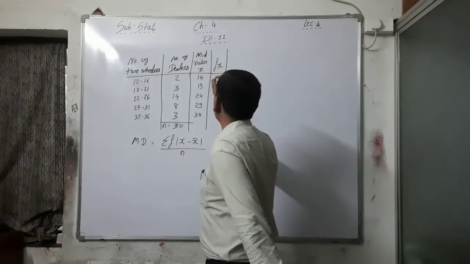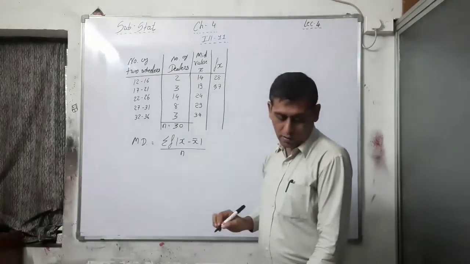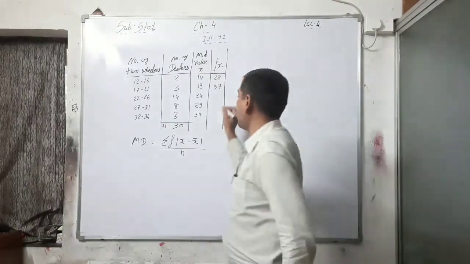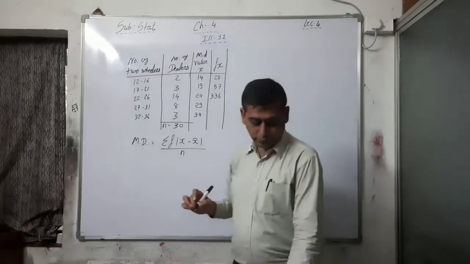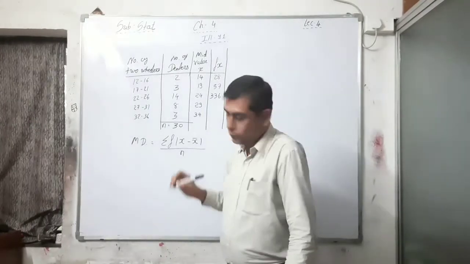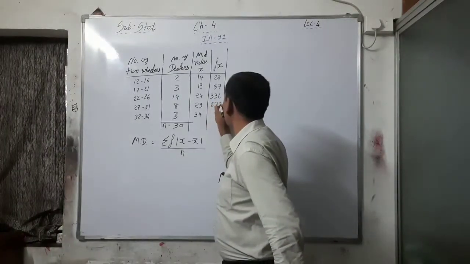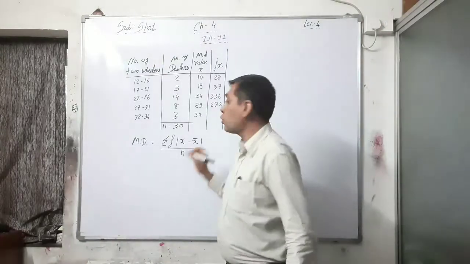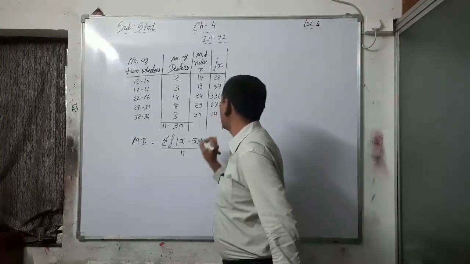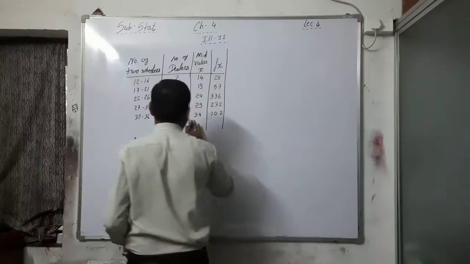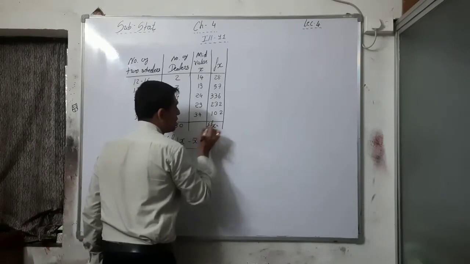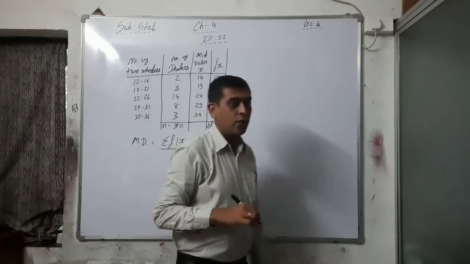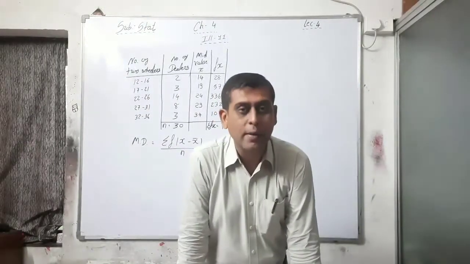Here 28, 57, then 111, 336, then 232, and then 102. Here we want the total of these, sigma fx is equal to what? What is the total of fx? The total is 755.